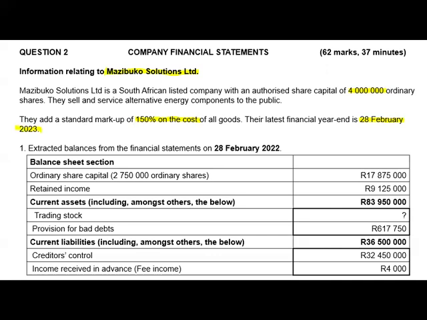Now, they gave us the extract balances from the financial statements on the 28th of February 2022. Which year was that? Is it this year or is it last year? It is last year. And they gave us our current assets and current liabilities. For the current assets, we're not given trading stock, but we're given provision for bad debt. We'll get to that. Then they said current liabilities will be 36,500 creditors control, and they also gave us income received in advance.